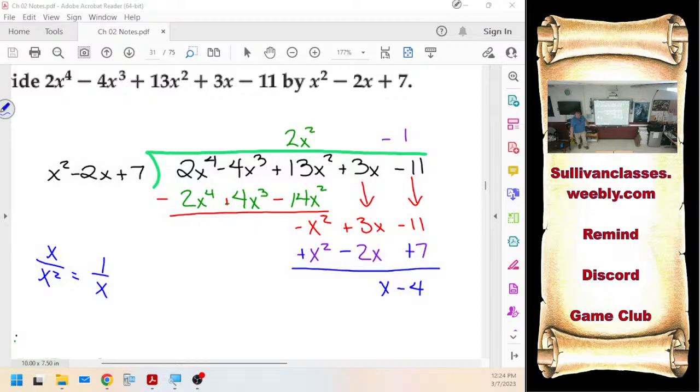Well, I ran out of places. In this case, I ran out of terms. So this is my remainder. And if that's my remainder, I put remainder over divisor. Even if they get big like that.